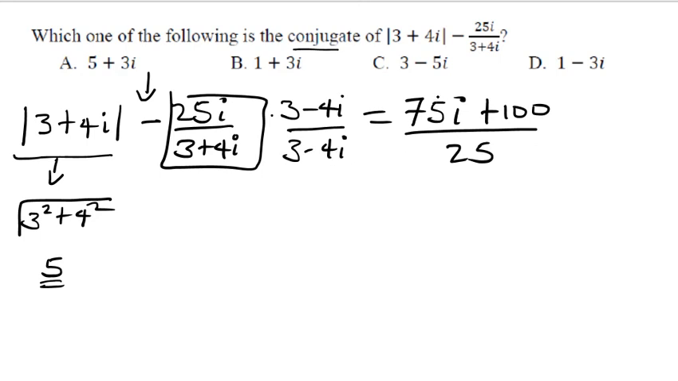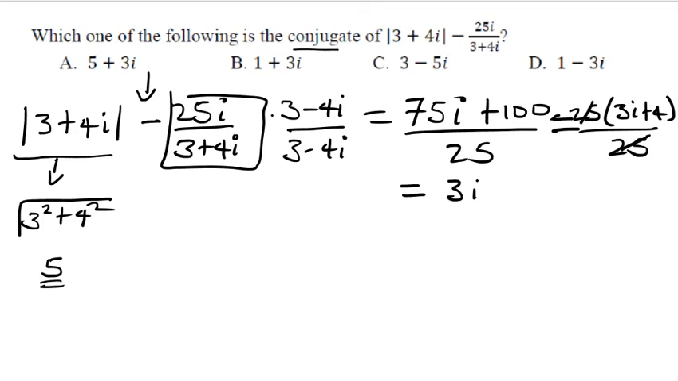Now we can take out 25 as a common factor for the numerator part. If you take out 25 as a common factor, what is left? 3i plus 4 will be left. Then the whole over 25 still will be there. Then you can cancel the 25. Then what remains? 3i plus 4 remains.